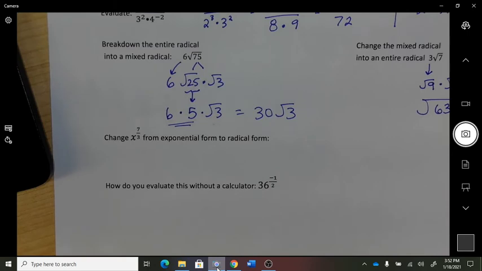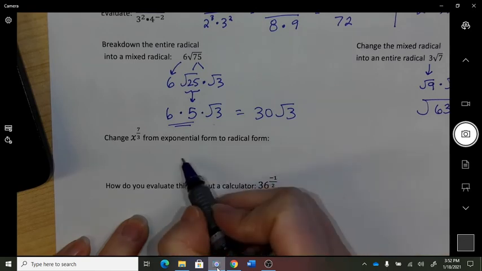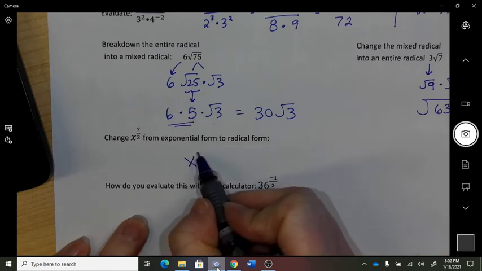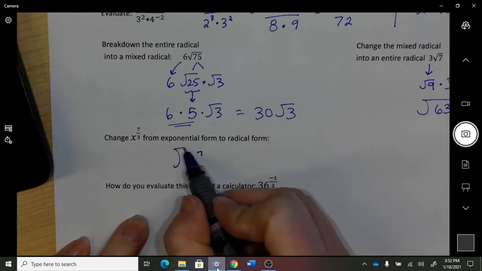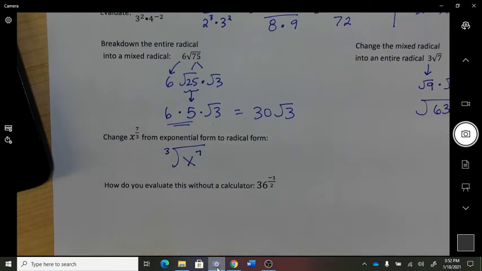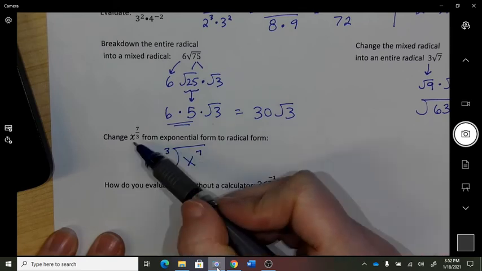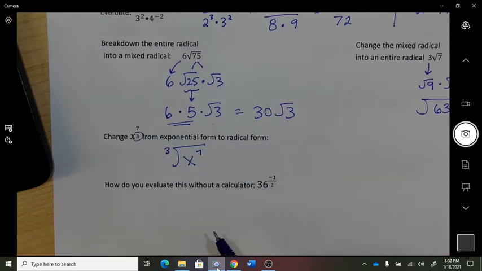Change from exponential form to radical form. So I would go x to the 7th, and I'm cube rooting it. The top number always goes there, and the bottom number is always the radical portion of it.